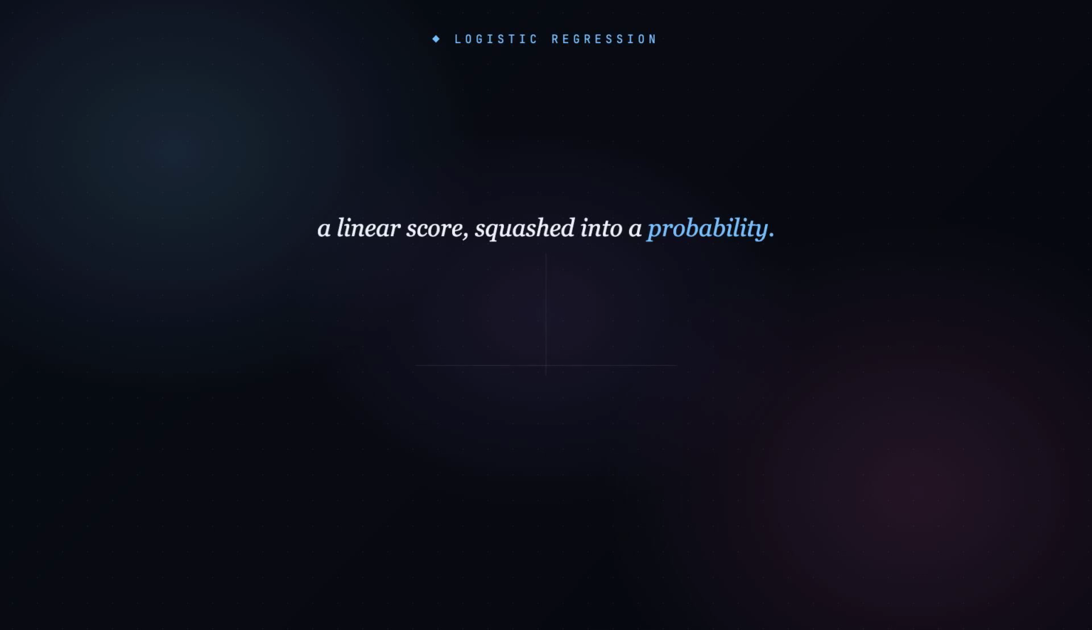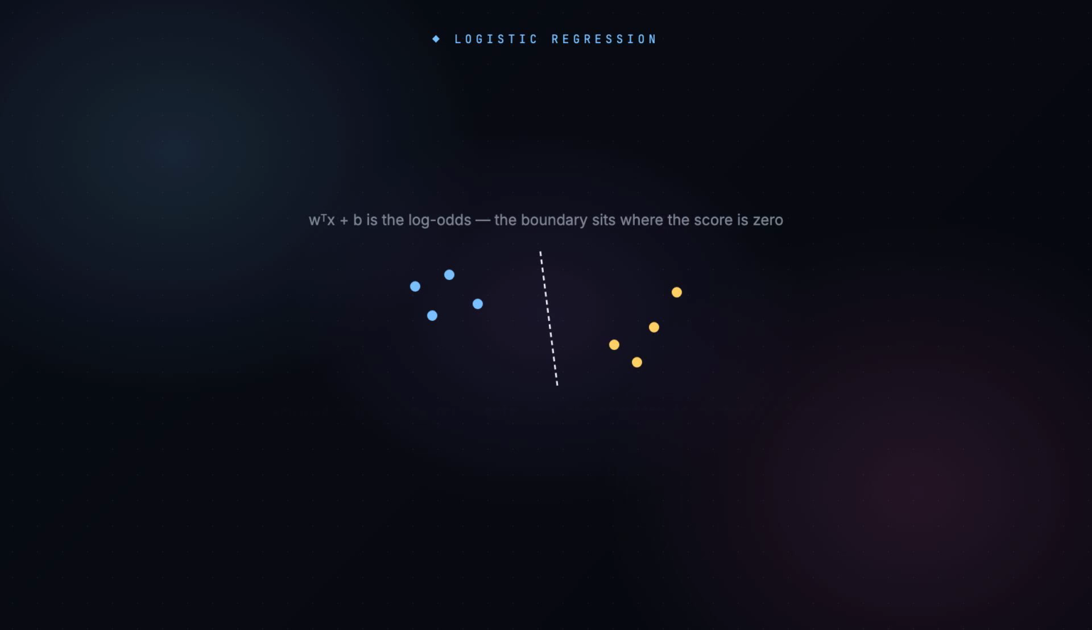To classify instead of predict a number, take that same linear score and squash it through a sigmoid into a probability between 0 and 1. The raw score is the log odds. The sigmoid bends it into how likely is the positive class. The decision boundary sits exactly where that score is 0, a straight line.